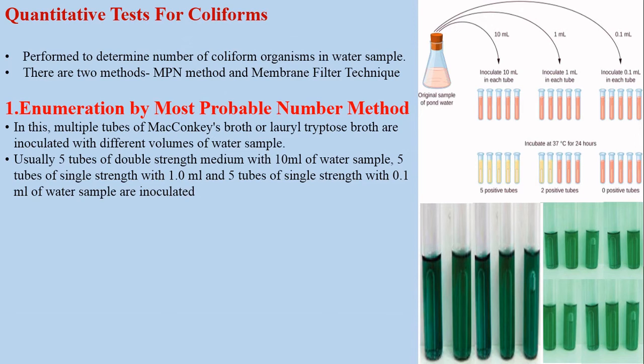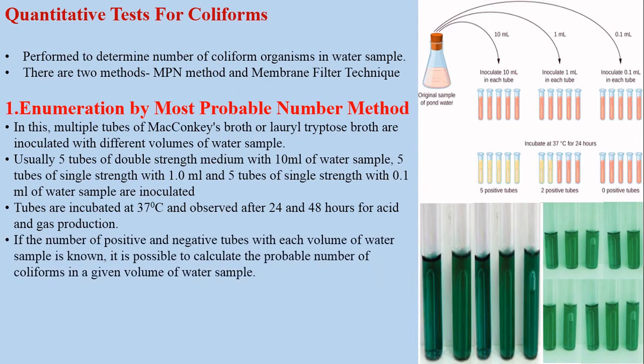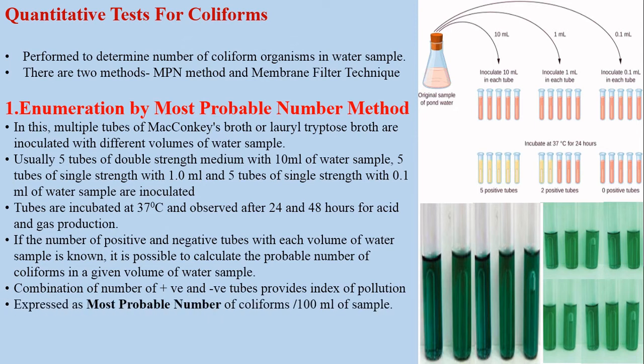After inoculation, all tubes are incubated at 37 degrees centigrade and observed after 24 and 48 hours for acid and gas production. If the number of positive and negative tubes with each volume of water sample is known, it is possible to calculate the probable number of coliforms in a given volume of water sample. The combination of number of positive and negative tubes provides an index of the pollution. The result is expressed as most probable number, that is MPN of coliforms per 100 ml of the sample.